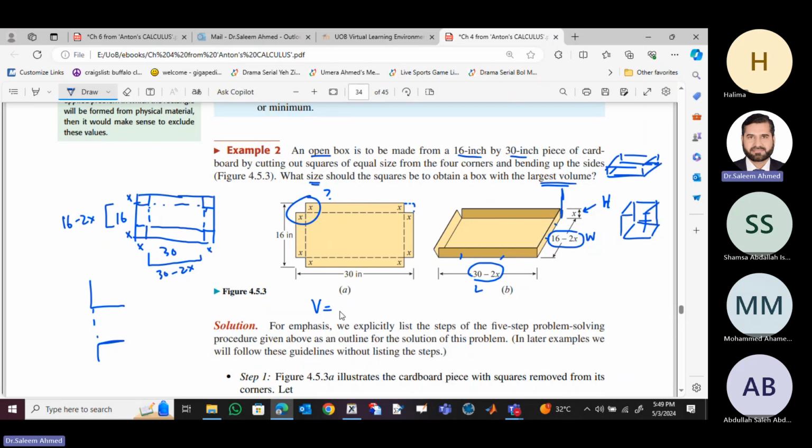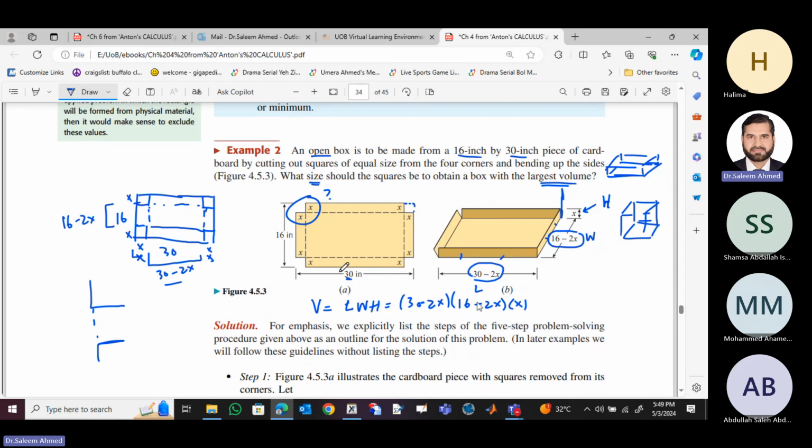So we are deciding. Now volume will become length times width times height. So length is 30 minus 2x, not 30. This is not the length of the box; that was the original length. We removed these 2x. So the length of the box becomes 30 minus 2x, the width of the box becomes 16 minus 2x, and the height of the box is x. So see, we have only one variable here.